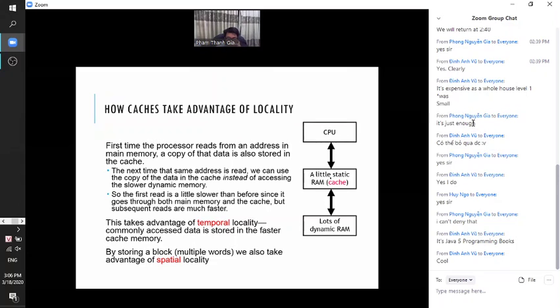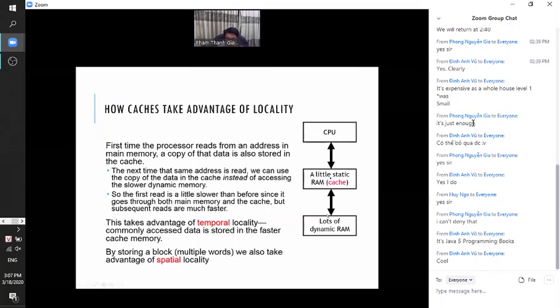So I will just explain how it works in words, by common understanding. The first time the processor reads from an address in main memory, it reads and copies the data and also stores it in the cache. So the next time the same address is read, we can use the copy of the data in the cache instead of accessing the slower dynamic memory.